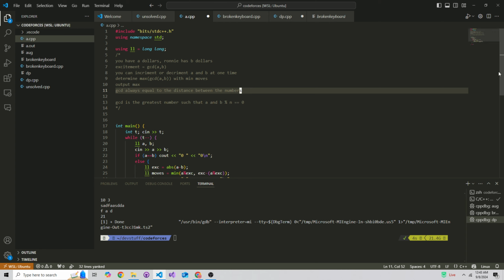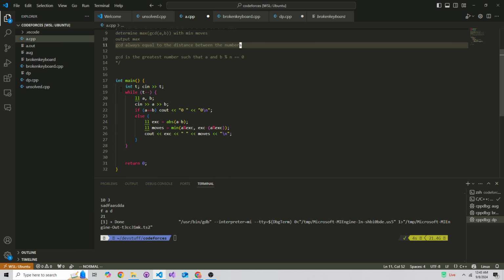So what I did here is define an integer t, for looping through each case, and then define two variables: the excitement of the fans and how many moves it would take. The excitement is just the difference between them, and then take the absolute value because you don't want a negative number. And then moves was the minimum between one of the numbers mod that excitement, or that excitement minus one of the numbers mod the excitement.